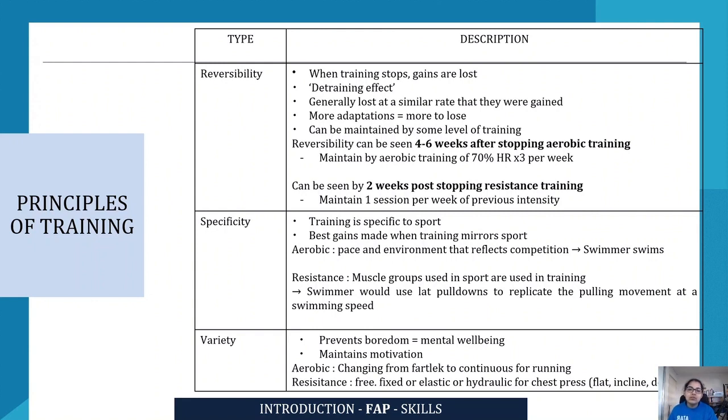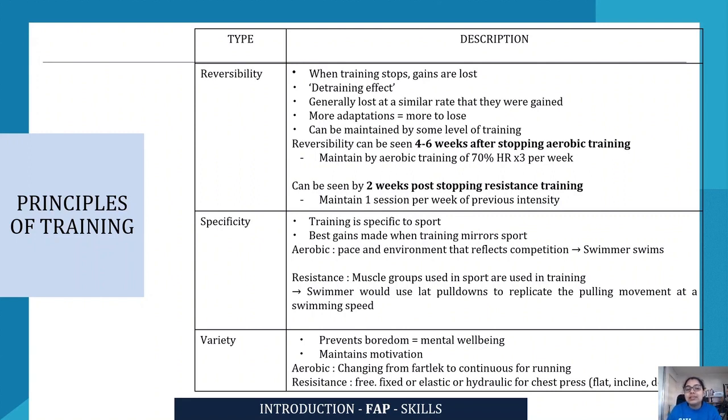So the changes in the size of your muscles, if it has increased through strength training and then you stop for a while, there can be a decrease in that. And we want to maintain that. You may not be able to train as much to continue increasing, but you can maintain it with some level of training.